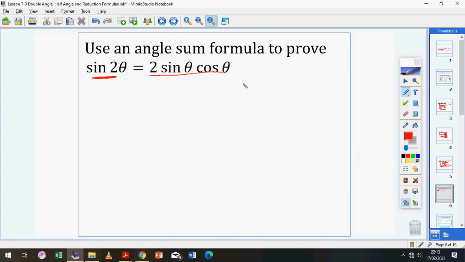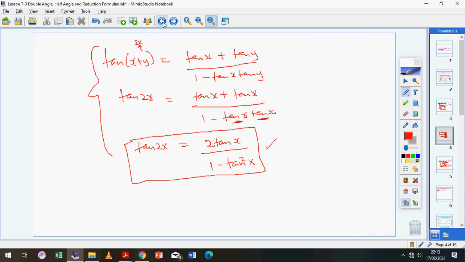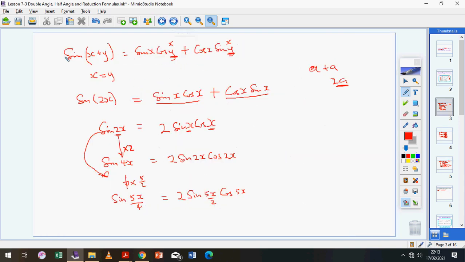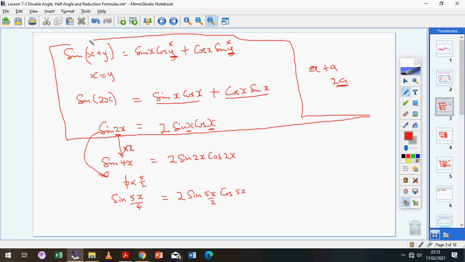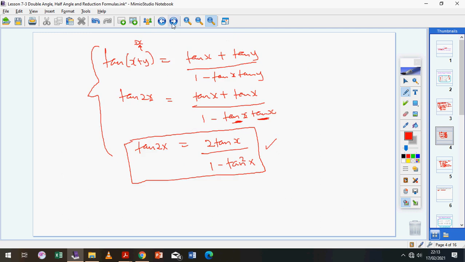So use the angle sum formula to prove sine 2 theta is equal to 2 sine theta cosine theta. Well, we already did that. I think that's the first one we did. We did that here. Yeah, we did that here. So this is what you're writing for that part. Because when sine x plus y, if x is equal to y, then you just replace y with x, and then it will come up as 2 of the same thing. So we can put a check on this one.